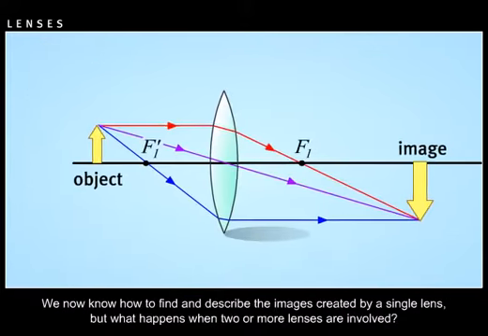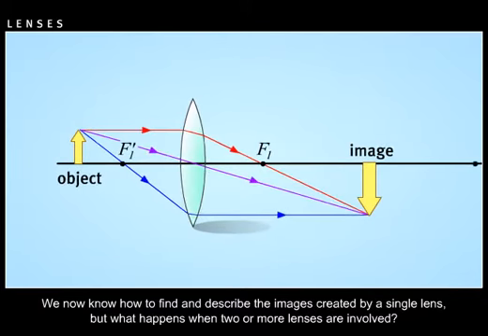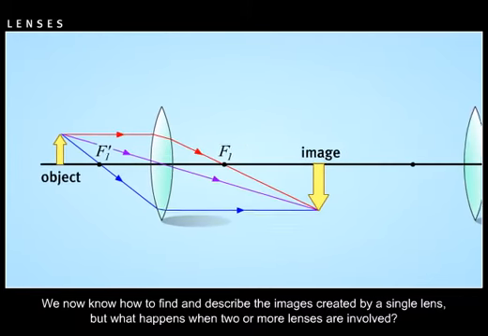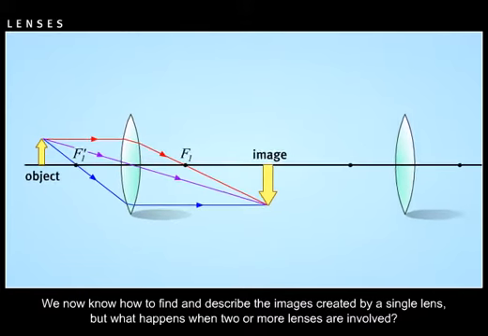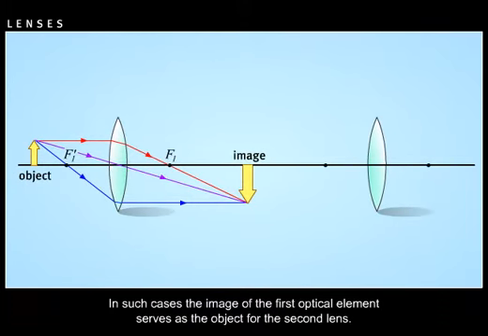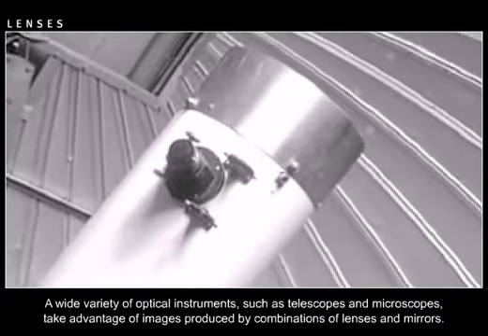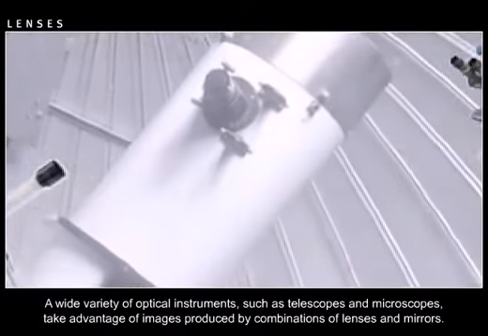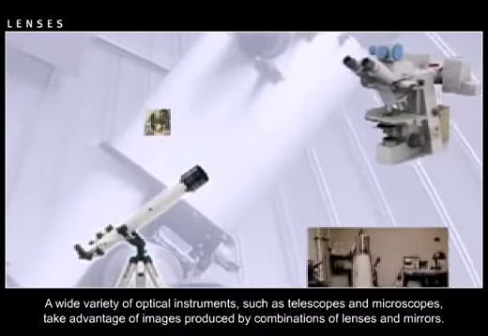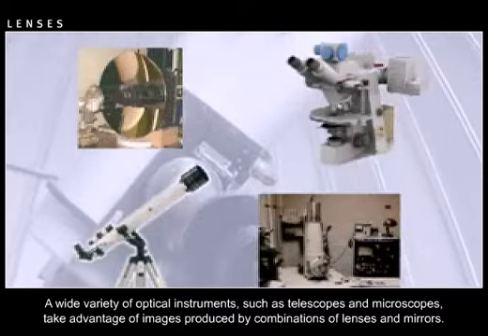We now know how to find and describe the images created by a single lens. But what happens when two or more lenses are involved? In such cases, the image of the first optical element serves as the object for the second lens. Notice that this process produces an upright real image. A wide variety of optical instruments, such as telescopes and microscopes, take advantage of images produced by combinations of lenses and mirrors.